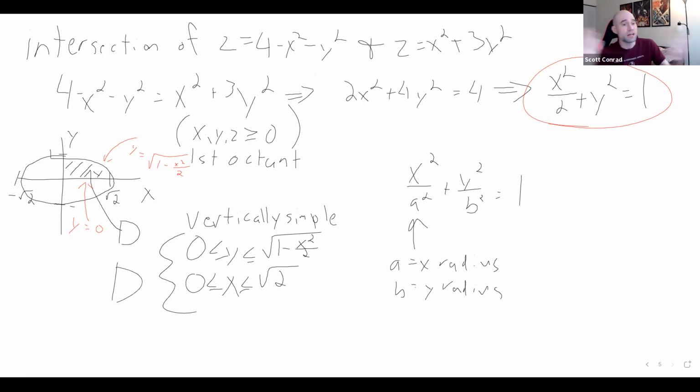Okay, so now let's set up our integral. I'll come back to this page in a sec. So the integral of x with respect to volume over W. It's vertically simple. We have a top and a bottom surface, so z is bounded by functions of x and y. So we need to integrate with respect to z first.